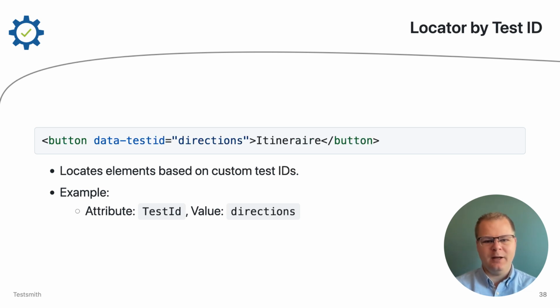Test IDs are added explicitly to elements for testing purposes. These make it easy to find elements during automation consistently. For example, a button with a test ID of directions can be located with the attribute test ID and value directions. Test IDs are especially helpful when the structure of the page changes frequently.